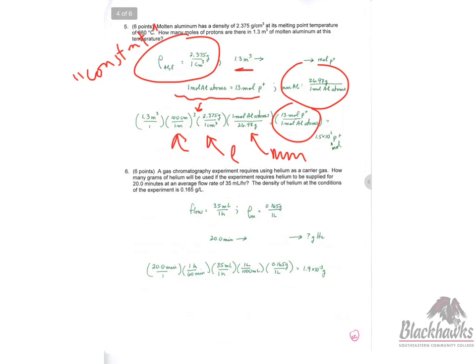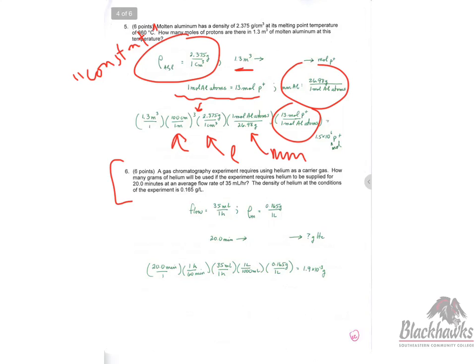The next one, definitely read it several times and unpack the information given. Every once in a while, especially with temperatures, you don't need to use them. They're just for your information because things vary at different temperatures. But usually you'll have to use these numbers. So unpacking what we're given, we have helium flowing at a flow rate of 35 milliliters per hour, and we're given the density of helium under those conditions, for this particular carrier gas.